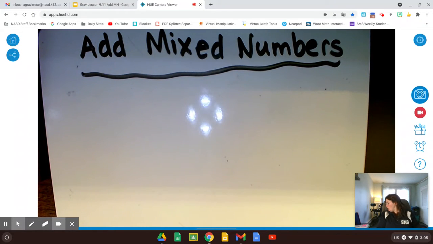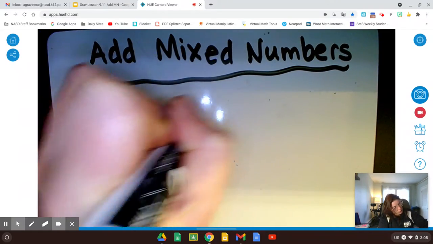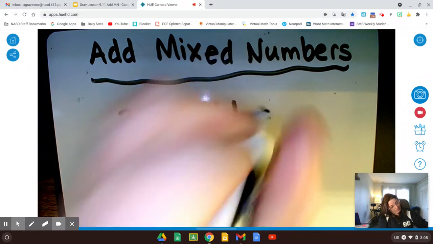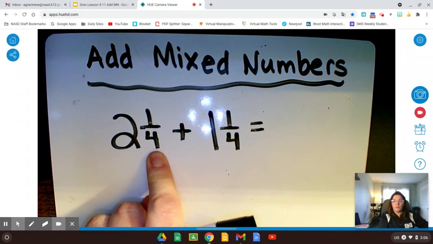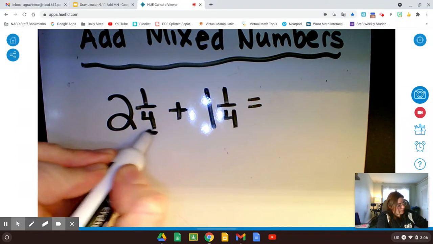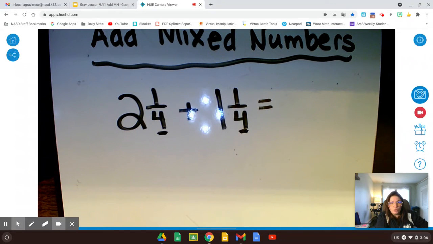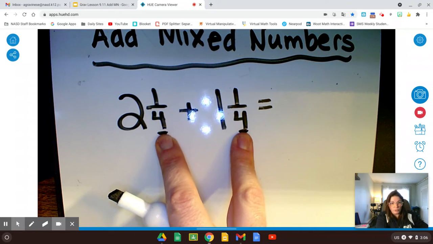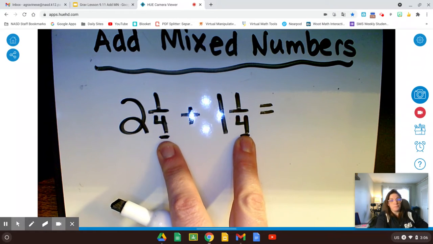So our first example is 2 1/4 plus 1 1/4. Okay, now these are mixed numbers because it represents at least one whole and a fractional amount. So when I want to add mixed numbers, I'm going to take a look at my denominators. And for this example, I notice that my denominators are common. They are already like. They're the same number, fourths. So that makes this problem a lot less complicated than some other problems I might say.